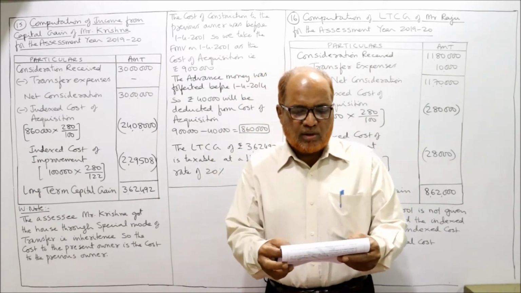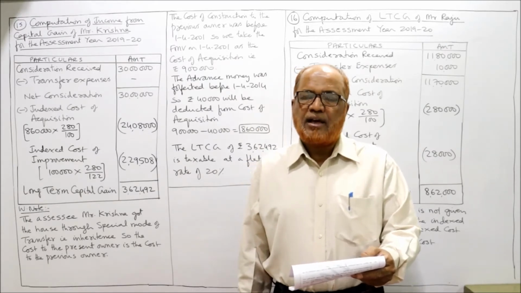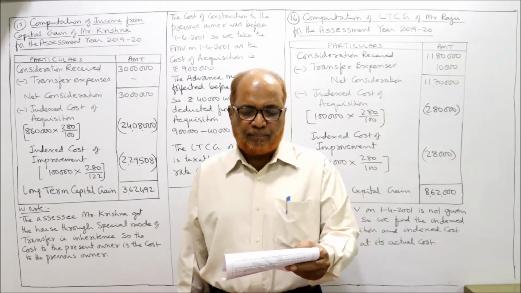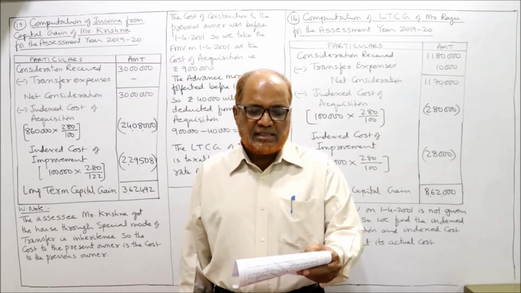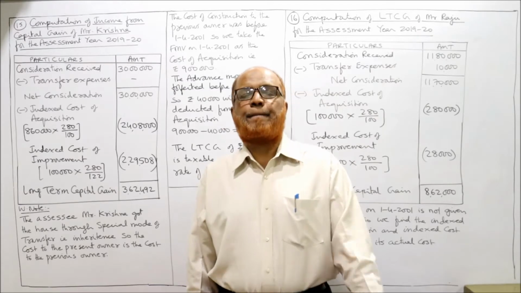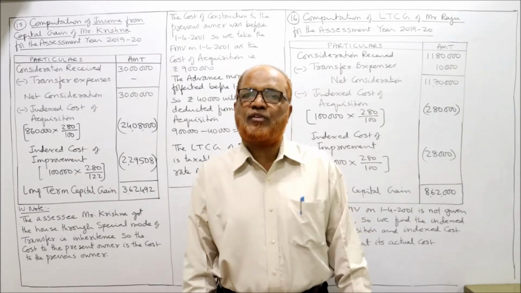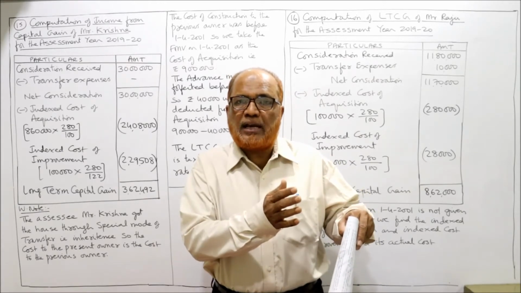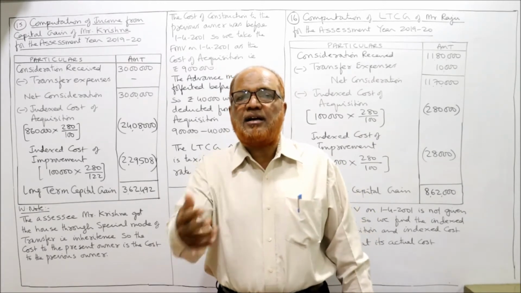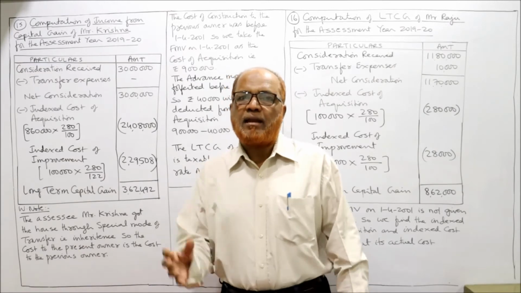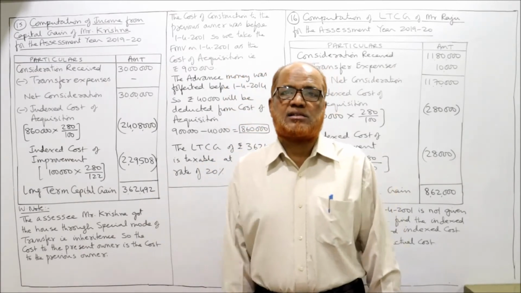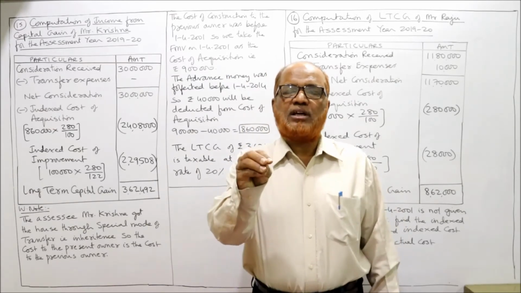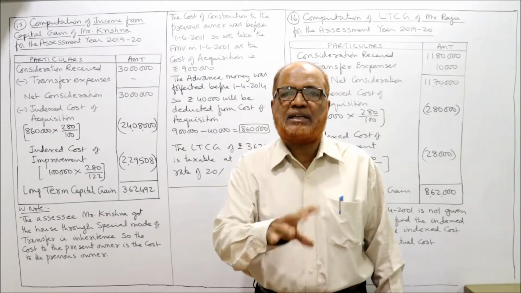Now this house was under negotiation for sale in May 2010, and he receives 40,000 as advance money. The contract could not materialize and the advance money was forfeited. So again in this problem we have forfeiture of advance money received. So during the year 2010, Mr. Krishna entered into an agreement to sell and received 40,000 rupees advance. Later on, the contract was not materialized and 40,000 advance money was forfeited.